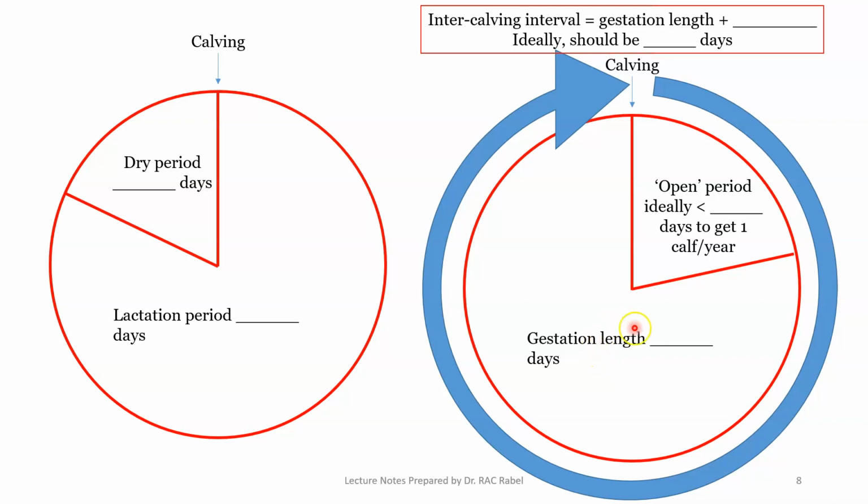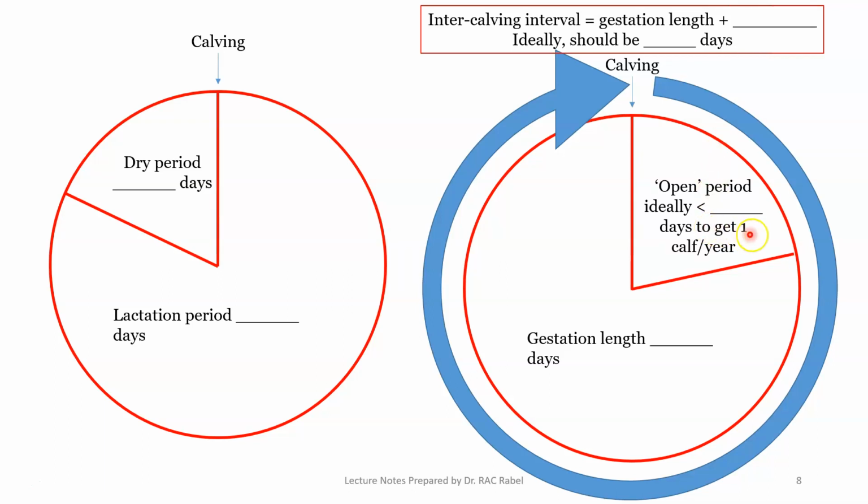Right, so do a calculation and see, if you want to maintain an intercalving interval of 1 year, what is the maximum open period you can afford to have, right? So if the open period goes beyond a certain number of days, you cannot get a 1 year intercalving interval, right? The period between two calvings would be longer than 1 year, right?